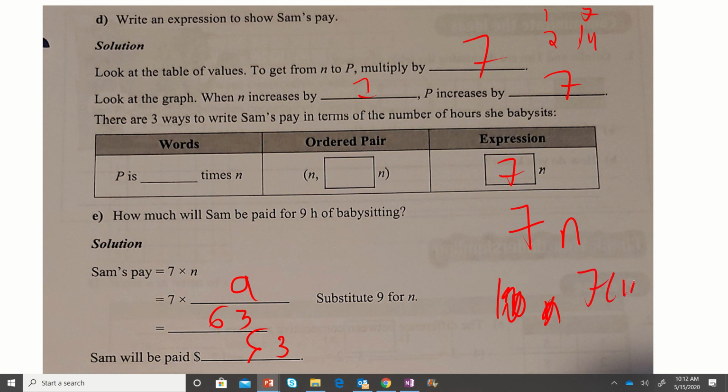I could do 10n, 7 and then 10 as the brackets, and get $70. I could do 7 and 5 as n, and I can get 35. So it's very easy to calculate the output when you know the pattern.